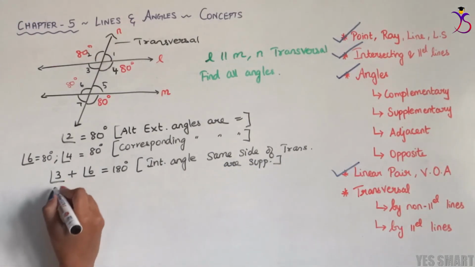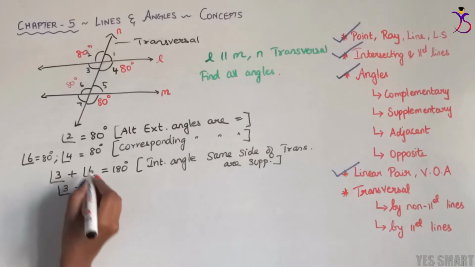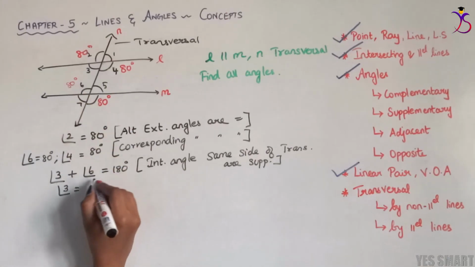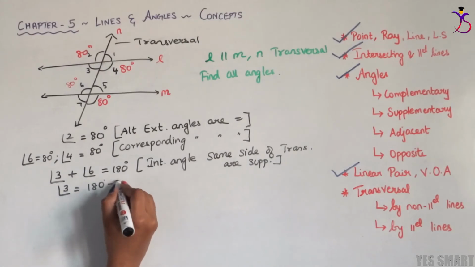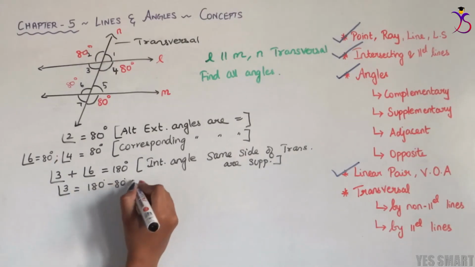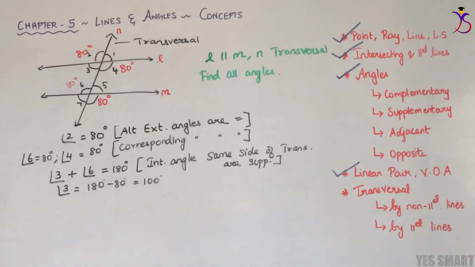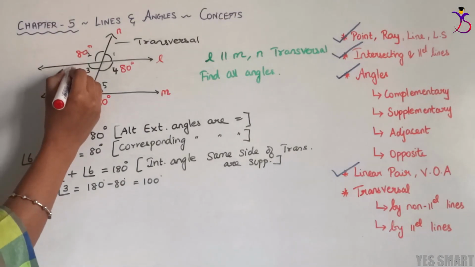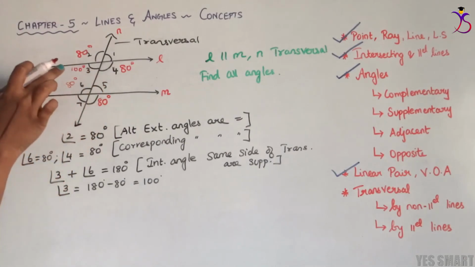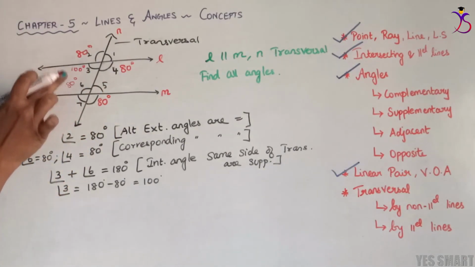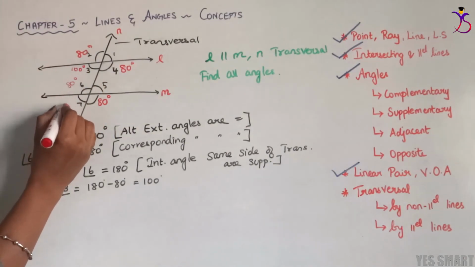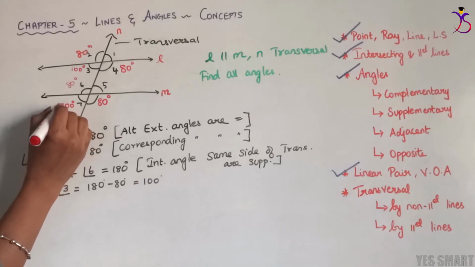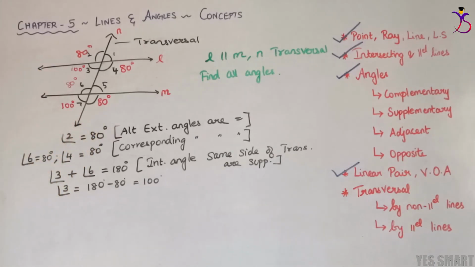Angle 3 plus angle 6, which is 80, equals 180. So when it is transposed, it becomes minus. Therefore 180 minus 80 is equal to 100. Therefore angle 3 equals 100 degrees. If angle 3 is 100 degrees, the corresponding angle of angle 3 is angle 7. Therefore angle 7 is also 100 degrees.